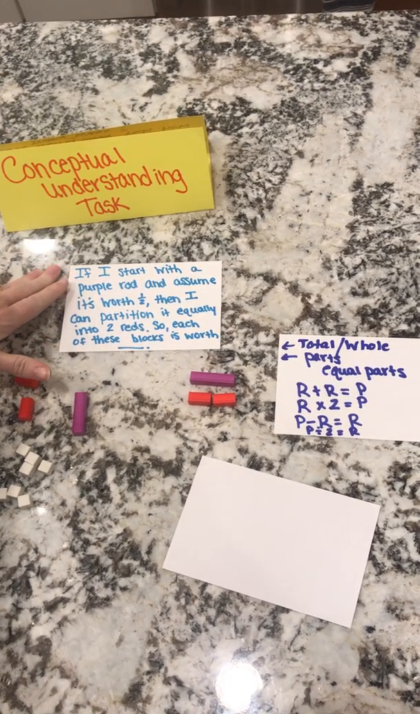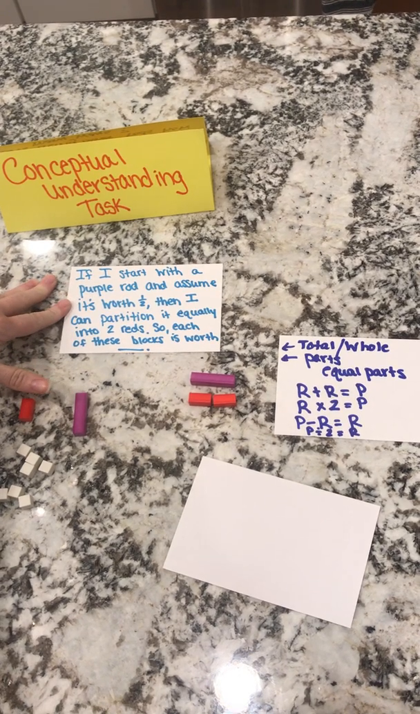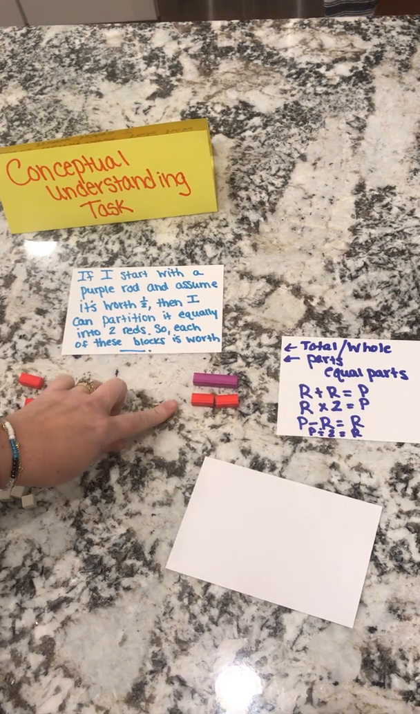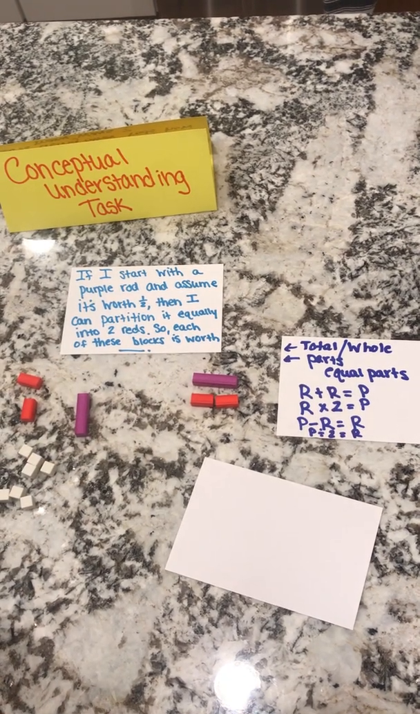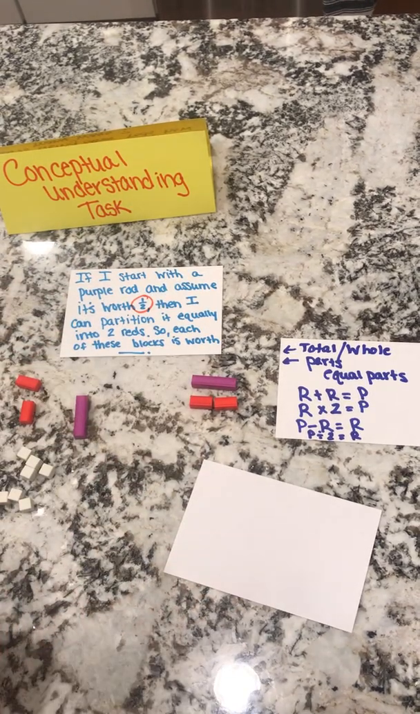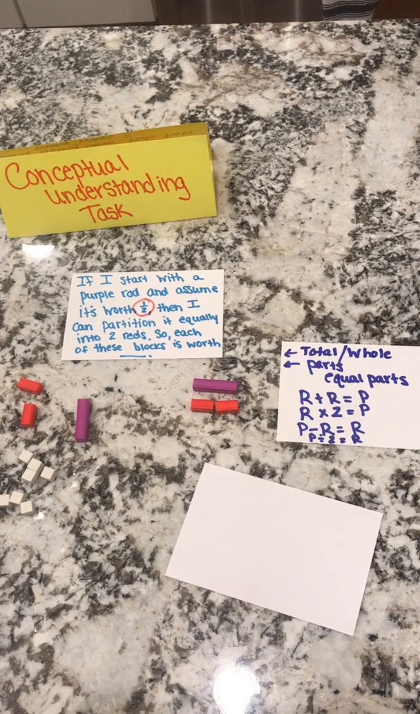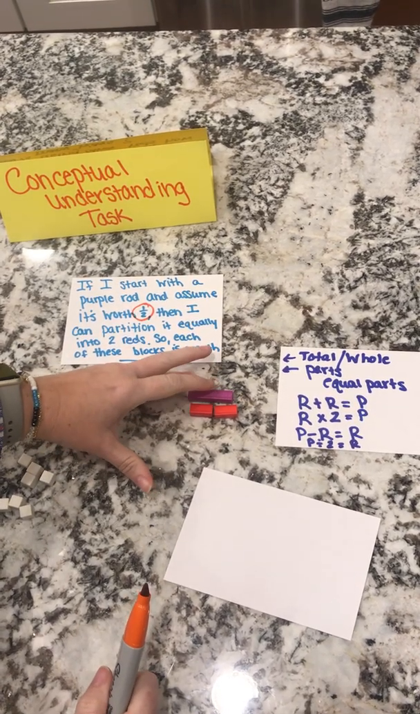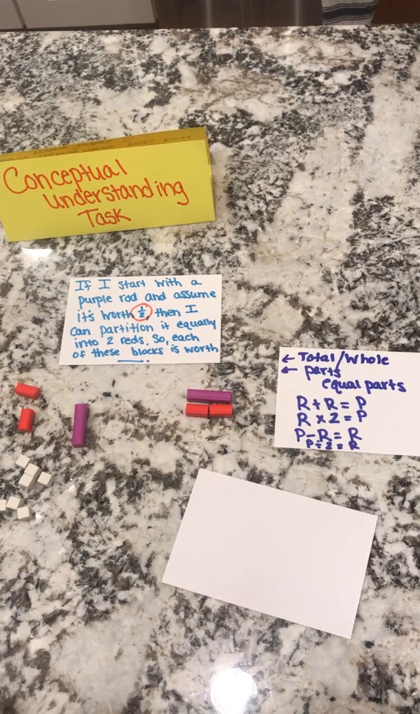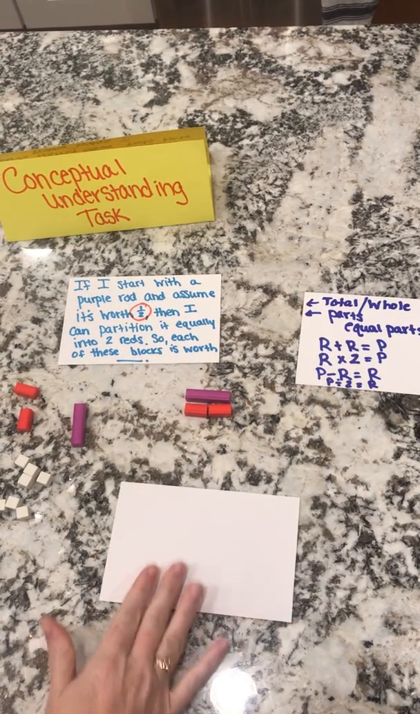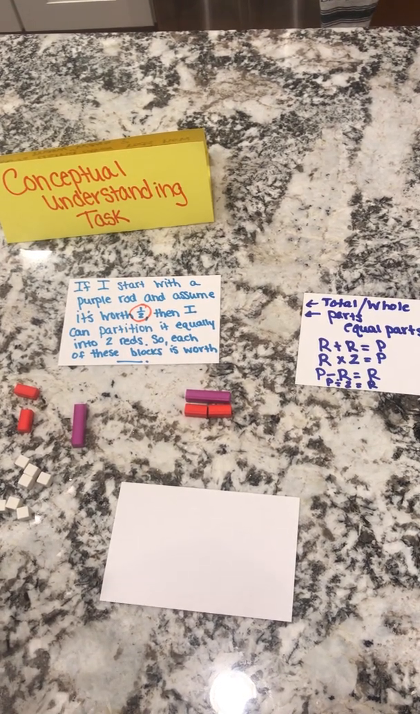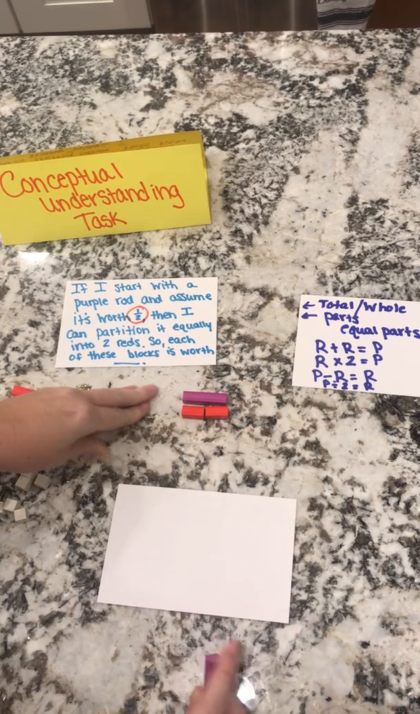If I start with a purple rod and I assume that it's worth 1/2, then I can partition it equally into 2 reds. So each of these blocks is worth... So now we are giving this purple rod a value. My value of my purple rod is 1/2, and I'm charged to determine the value of my 2 reds. So I would encourage students, and through your questioning and through your monitoring, you can encourage students to actually build what the whole will be.